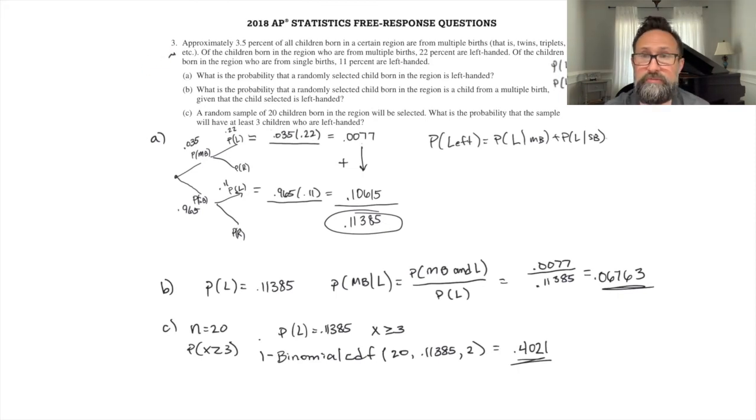This was a probability question, and so in terms of what I needed to know, I needed to know basic probability. Tree diagrams were helpful here, and you can see that in part A. I also need to know conditional probability and the general addition rule. Those are things you can look up if you're not sure where I pull some of this stuff from. Part A says, what's the probability of selecting a child born in the region that is left-handed?